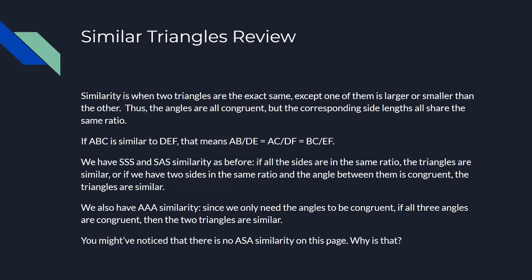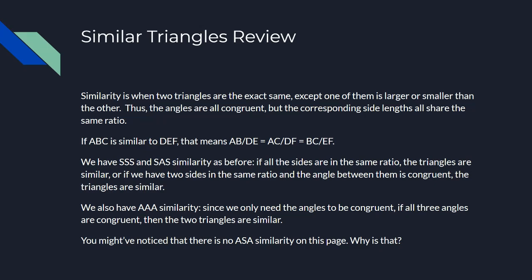We have SSS and SAS similarity as before, so if all the sides are in the same ratio, the triangles are similar. Or if we have two sides in the same ratio, and the angle between them is congruent, the triangles are also similar. We also have AAA similarity, or we sometimes just call this AA similarity since we really only need two angles. Since we only need the angles to be congruent, if all three angles are congruent, then the two triangles are similar.